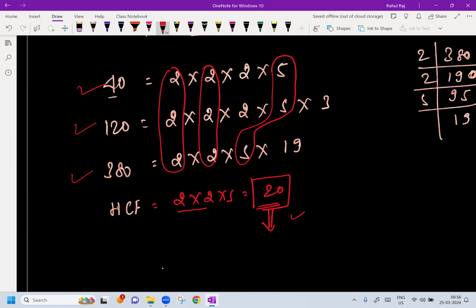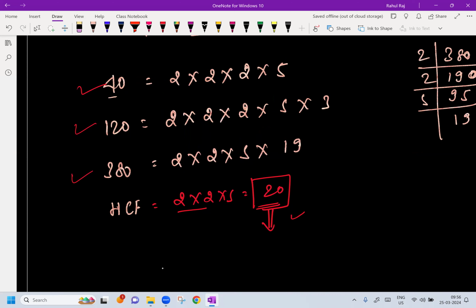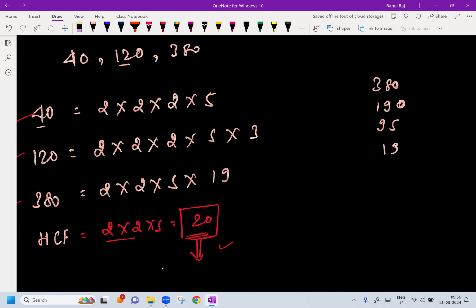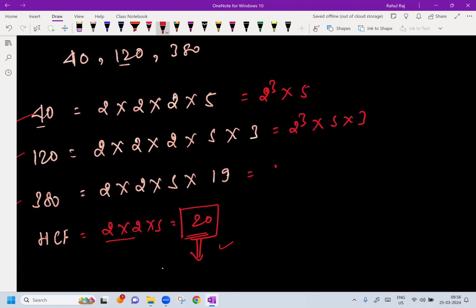Now if you have to find LCM, you have to convert all these things. Convert everything: this is nothing but 2 cube cross 5, this is nothing but 2 cube cross 5 cross 3, and this is nothing but 2 square cross 5 cross 19. So you have to take all the numbers only once, with the highest power.